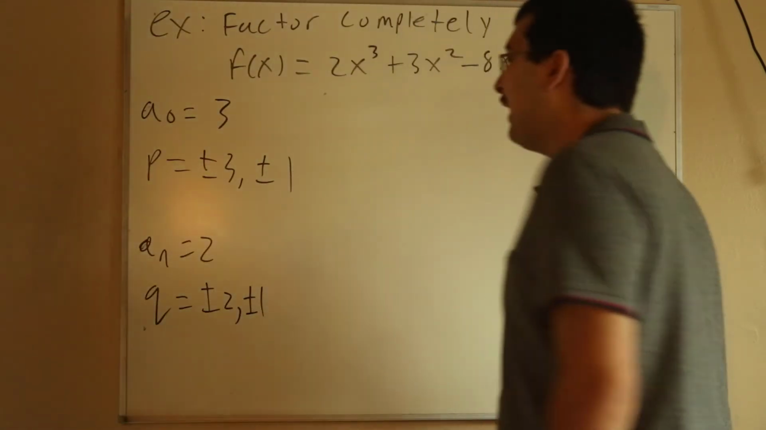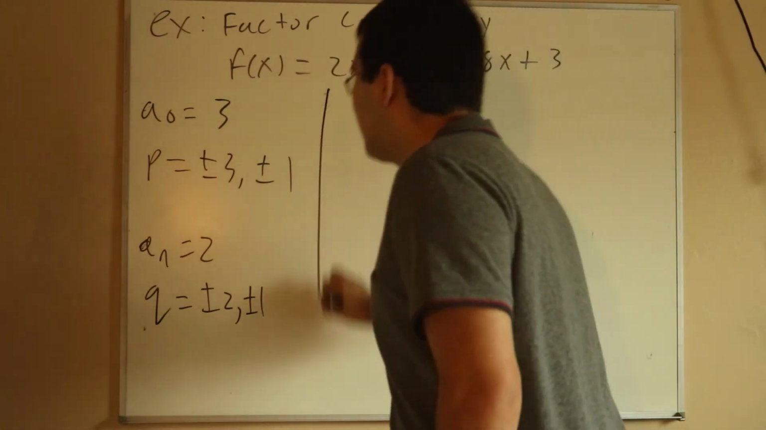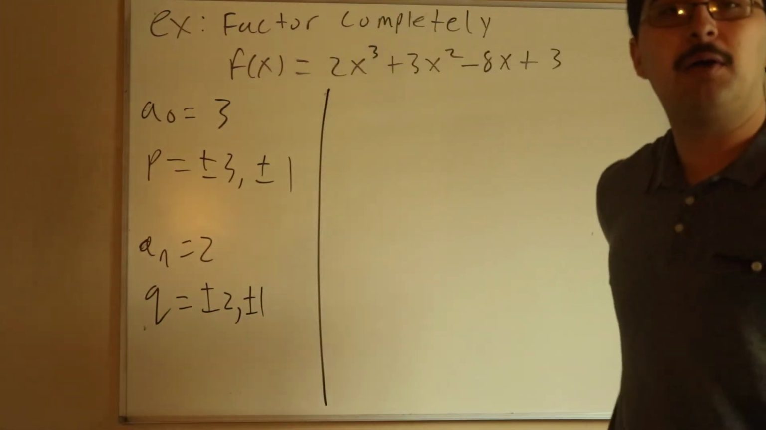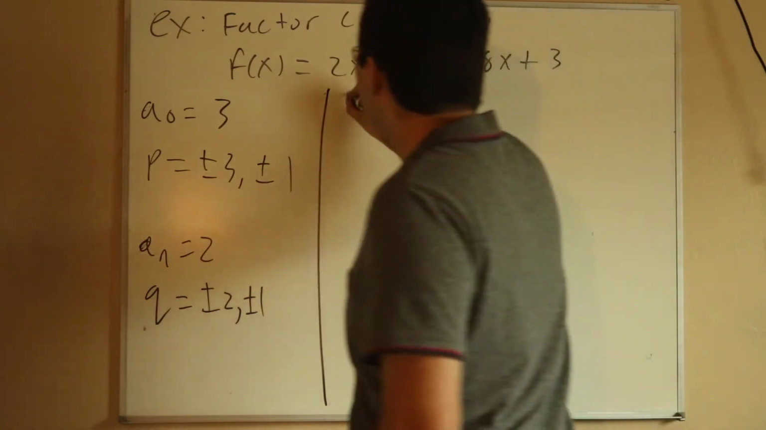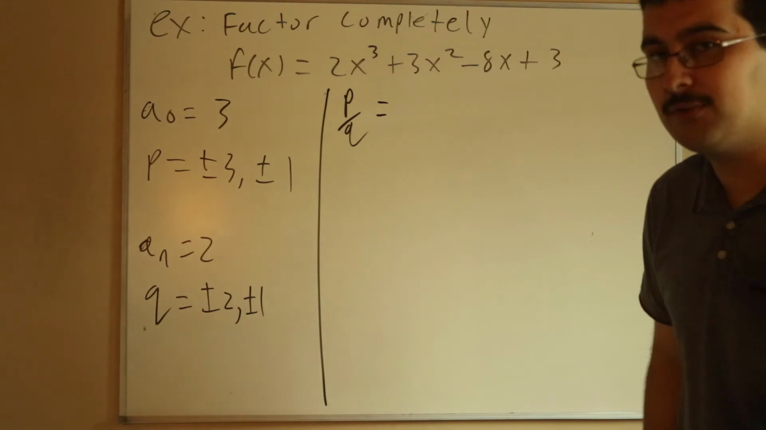Beautiful. So I have my a's, I have my p's and my q's. So the next step I want to do, and this is where it's going to be a bit different from our previous two examples, is my p over q step. I want to list all possible p's over q's.